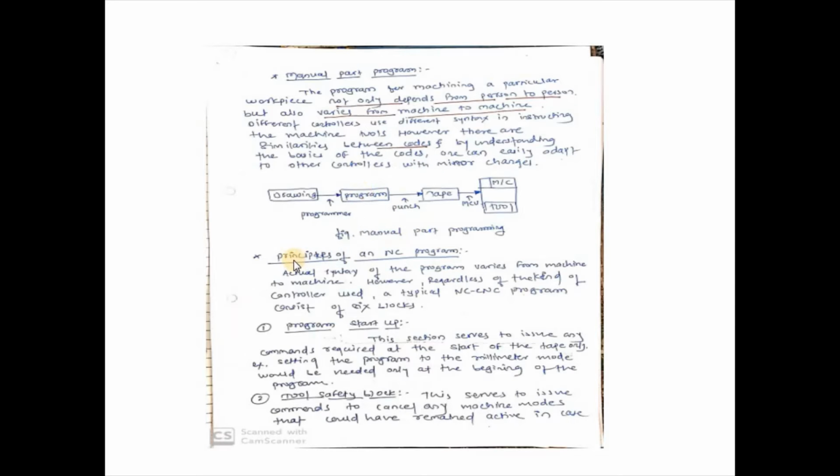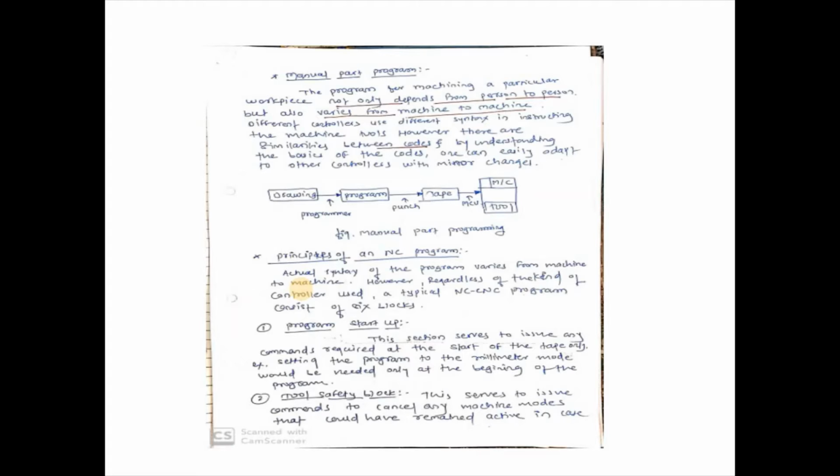So we will see the second point, that is the principles of an NC program. What are the principles required for this numerical control program? In that there are a total of 6 blocks. So we will see them one by one. This is the actual syntax of the program, which varies from machine to machine. However, this is the kind of controller used for typical machining, that is an NC machine.